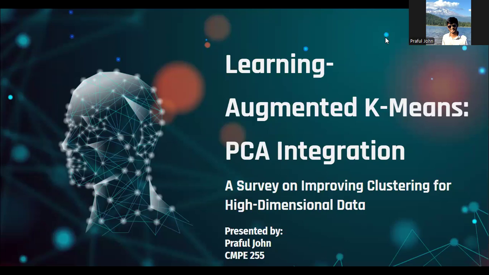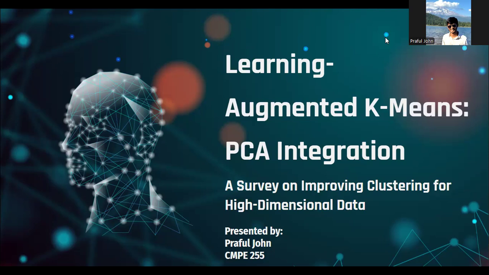My name is Praful John and today I'm excited to share insights into a fascinating survey paper titled Learning-Augmented K-Means Clustering Using Dimensionality Reduction. This is written by Jabari and published in January 2024. So first I'd like to thank the authors for their remarkable work that inspired this presentation.